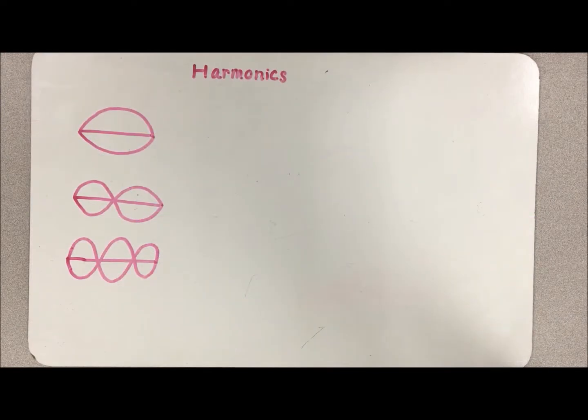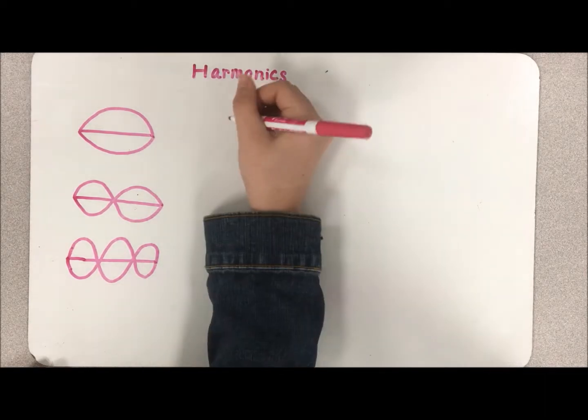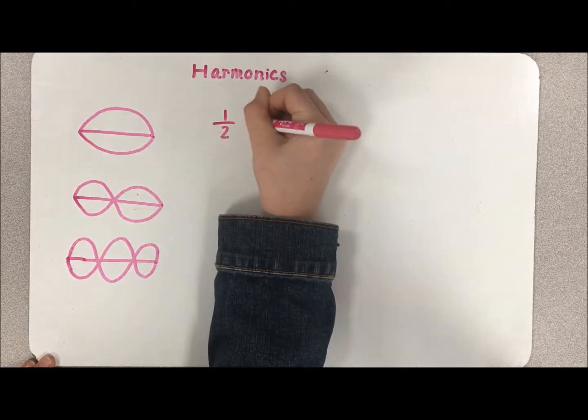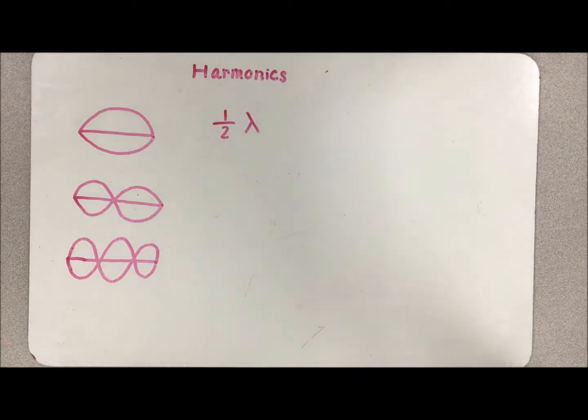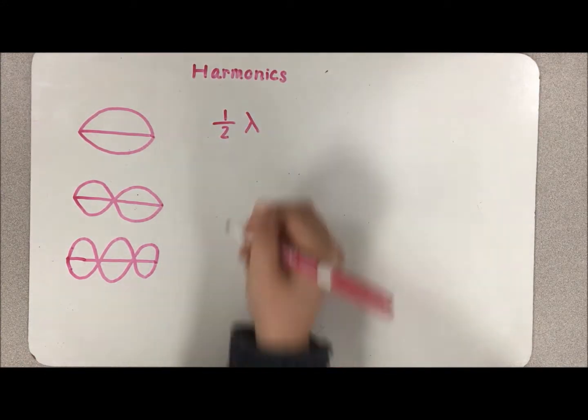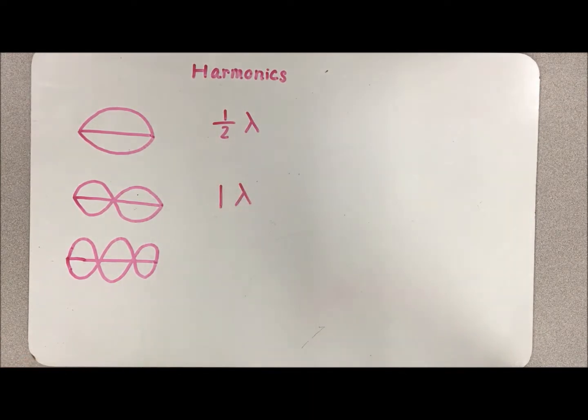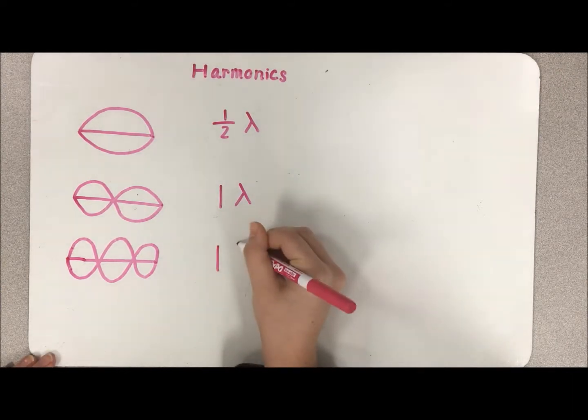The following is an explanation of harmonics. The first harmonic consists of 1/2 of a wavelength. The second harmonic consists of one wavelength. And the third harmonic consists of 1.5 wavelengths.